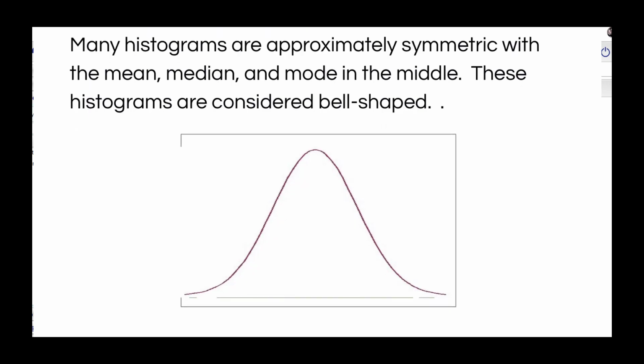And for all of these, the mean, the median, and the mode are all in the middle. All right, think about this. The mode is the highest point, or the one that occurs the most, so this would have the highest frequency. So that's mode. Median is in the center, and then in this case, the mean is the same thing.